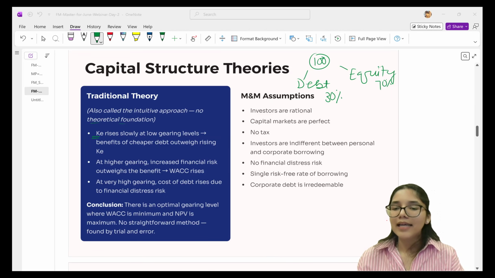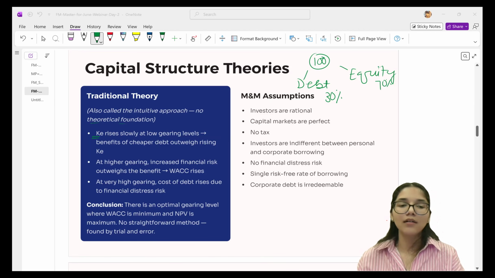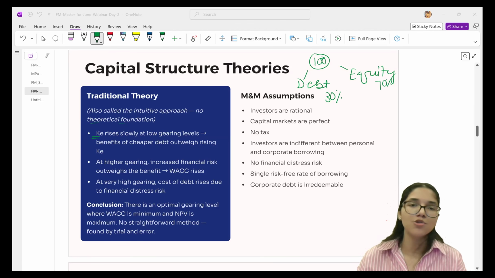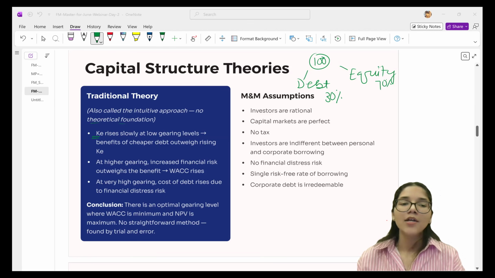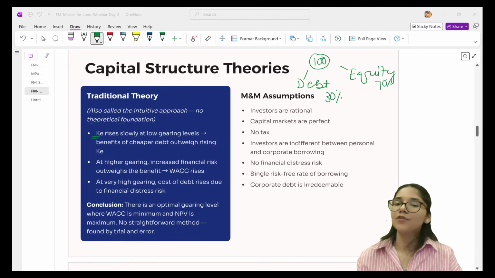Absolutely. Yes, Twinkle, these are the assumptions of the traditional theory. What you see in bullets, these are the assumptions. And beneath, the point that you see is the conclusion of the traditional theory. So you people are absolutely right. Trial and error is the way: if a company wants to use this theory, they have to do hit and trial, and see what the cost will look like at different levels of debt to equity ratio. Wherever the cost is minimum, what will be the value of the company when cost is minimum?